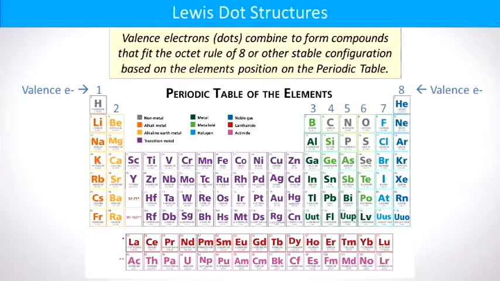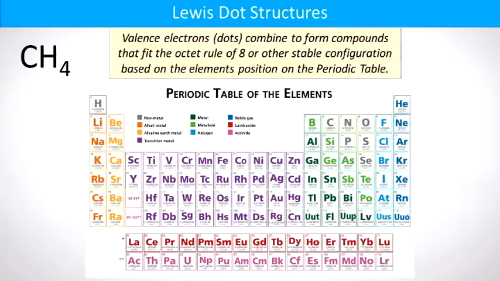Otherwise, in group 1, we will have 2 electrons surrounding them. In group 2, you'd have 4 electrons surrounding them. And in group 13, there will be 6 electrons surrounding them. We show you the valence electrons in blue here on this periodic table.